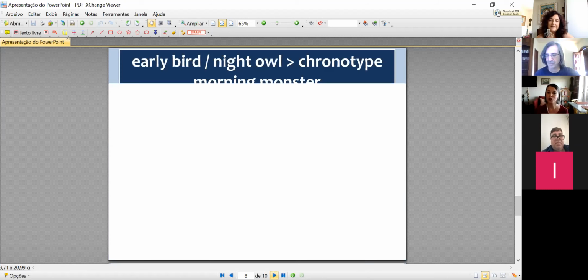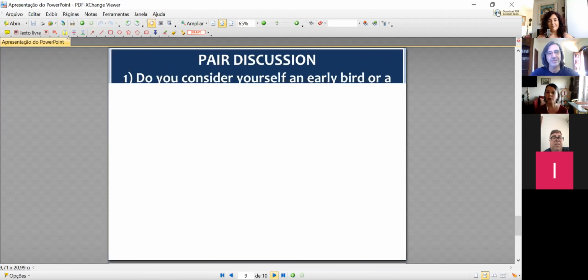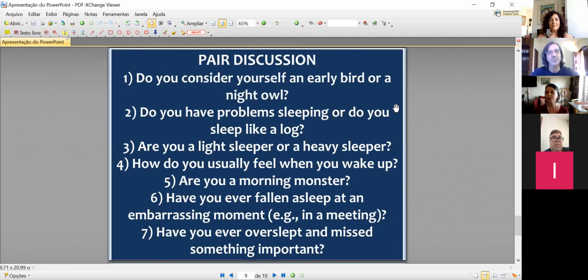And then we went to the study part, in which I brought vocabulary regarding sleeping. So early bird, night owl, this is the chronotype, a morning monster, to sleep like a log, etc. So we talked a little bit about vocabulary relating to the theme of sleeping. And then finally, we went to the activate part, in which I brought a few questions for them to talk about in pairs. So for example, do you consider yourself an early bird or a night owl? Do you have problems sleeping, or do you sleep like a log? So also going back to that vocabulary previously taught, remembering about them.